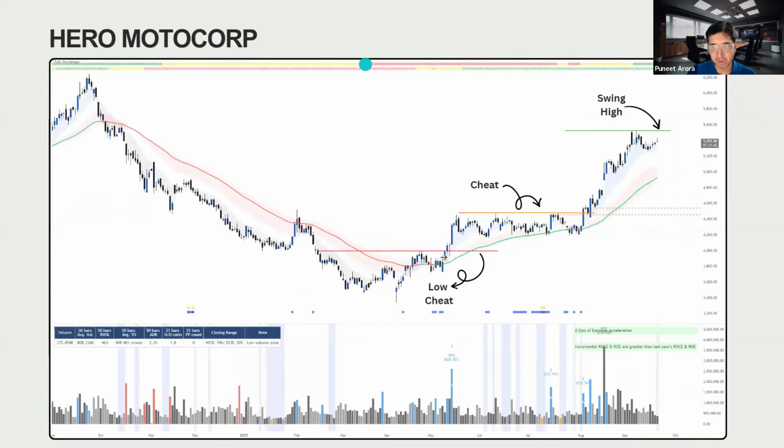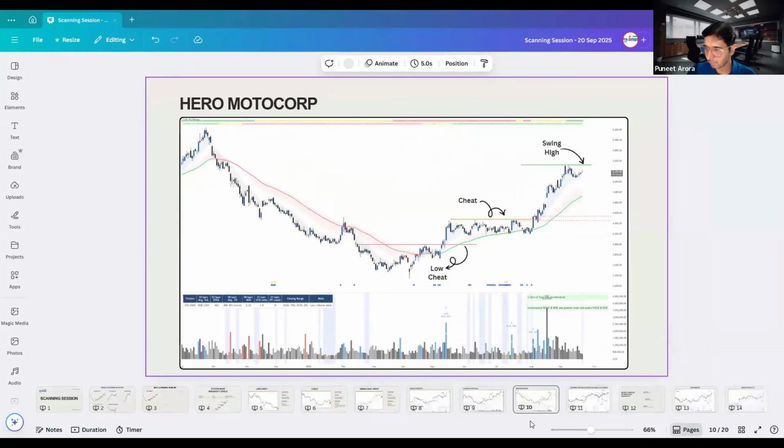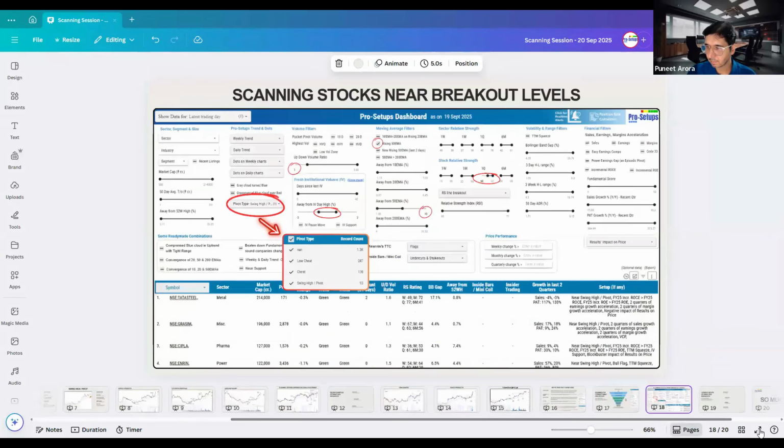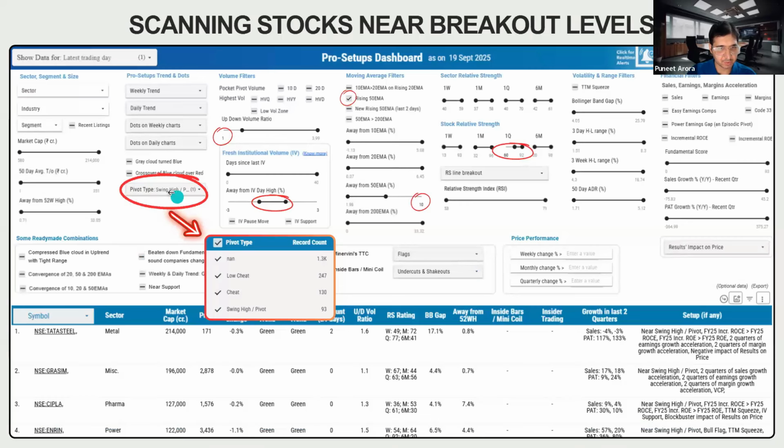This is for Hero MotoCorp. Again, low cheat, cheat, and swing highs. In our dashboard, you can scan the pivot types over here. If you choose this drop down, you will get low cheat, cheat, and swing high setups. As of today, around 1300 stocks are appearing in neither low cheat, cheat, nor swing highs. 93 are appearing in swing highs, 130 in cheat, and 247 stocks are those that are near their low cheat areas.